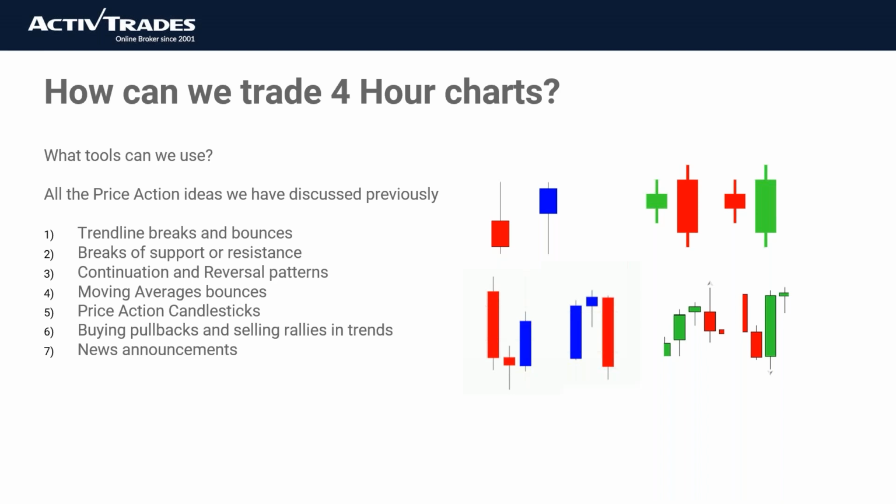As a general rule, what I normally suggest is with news announcements, don't be looking to trade in front of them. Certainly don't be looking to trade at them. Let the markets do their thing.